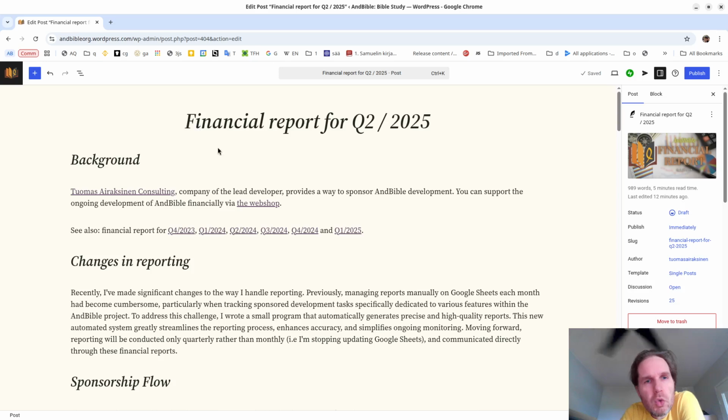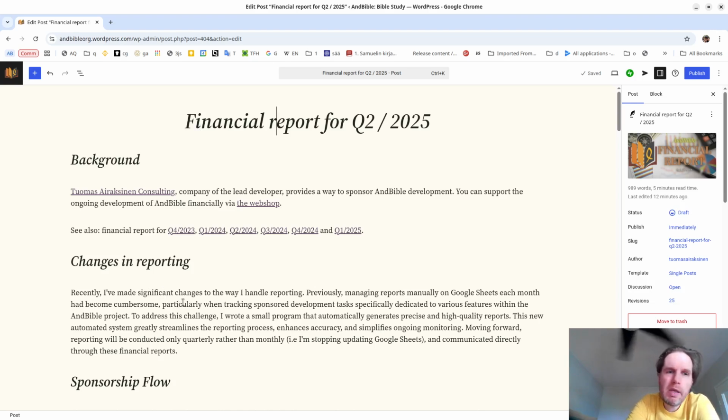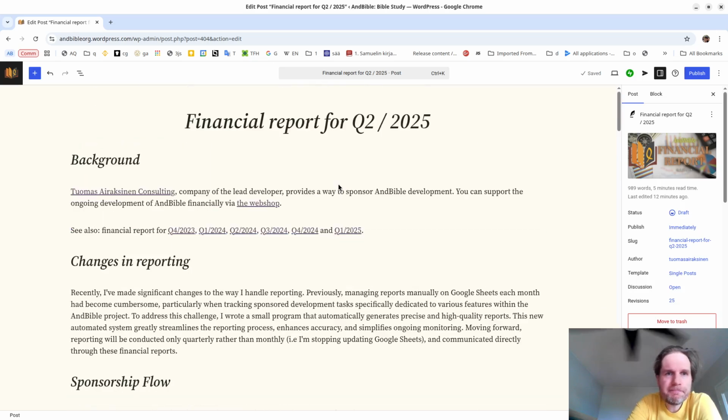So I will not go read everything in this report now. I will be mostly going through these charts. You can read the text from here, and let's get started.